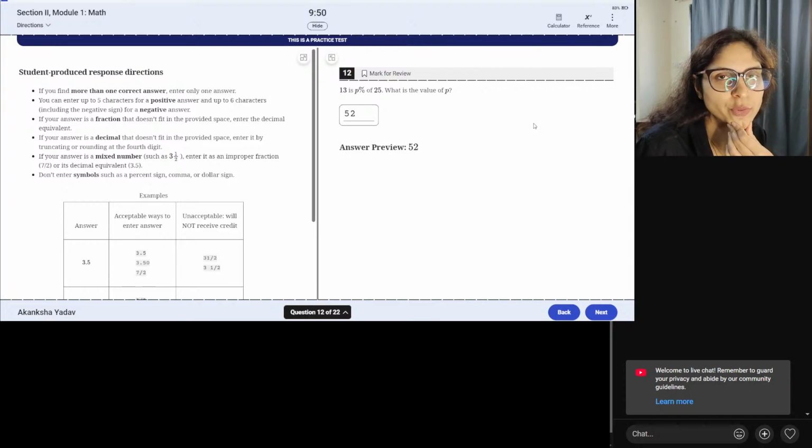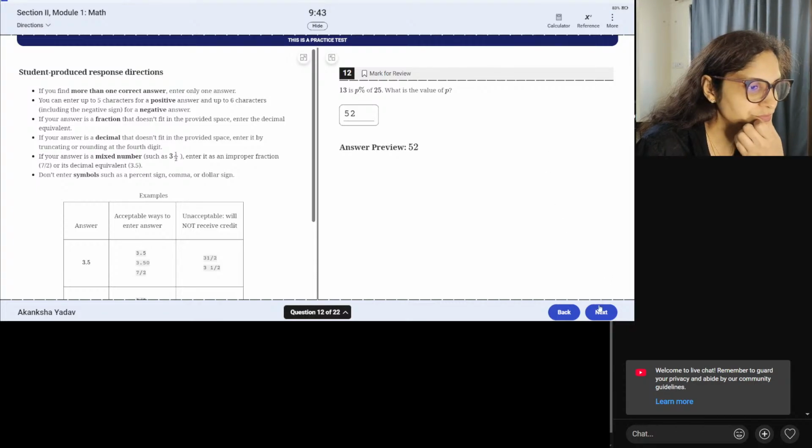Or you can also do 13 over 25 times 100. 100 over 25 is 4. So 13 times 4 is 52.